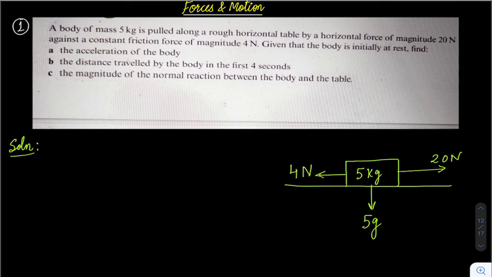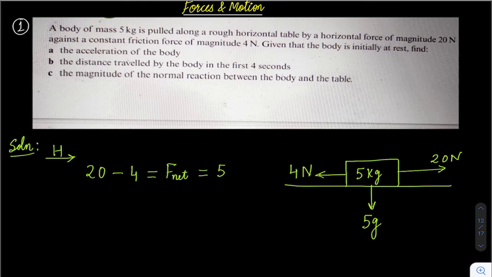So what we will do is basically net force acting on a particle or a body in any direction is equal to mass into acceleration. So net horizontal force. If you see the horizontal motion, what's the net force acting on the body? 20 newton minus 4 newton. So that is the net force acting on the body. That net force will be equal to its mass into acceleration.